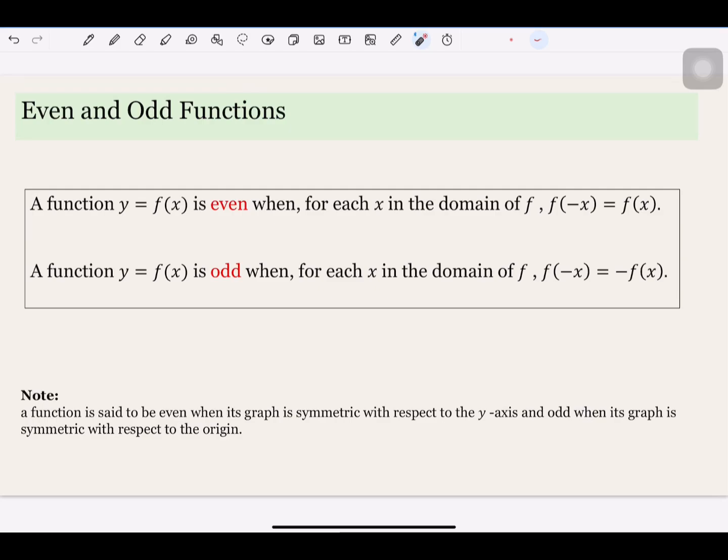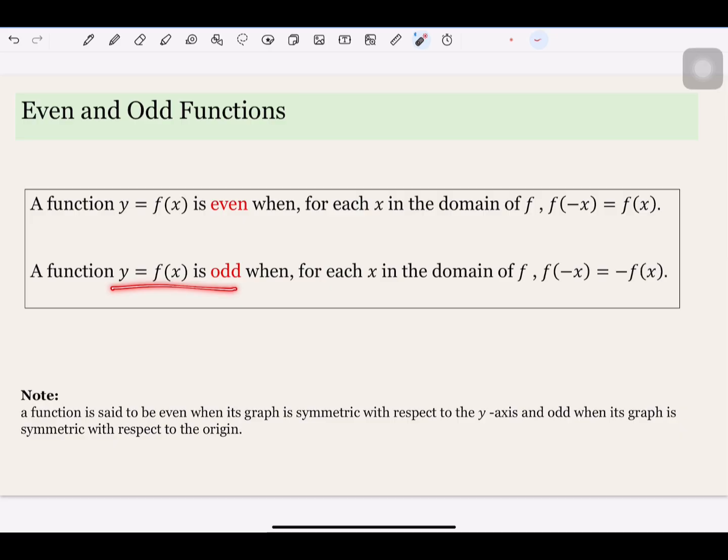Okay, so let's talk about even and odd functions and how their graphs behave. So, even function. A function f of x equals y is called even if f of negative x is equal to f of x for every x in the domain. That means the function gives the same output whether you plug in negative x or x. As a result, the graph of an even function is symmetric with respect to the y-axis. So it is the mirror image on both sides of the y-axis.